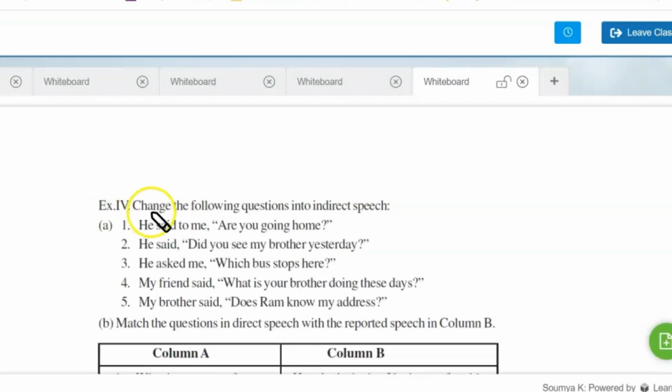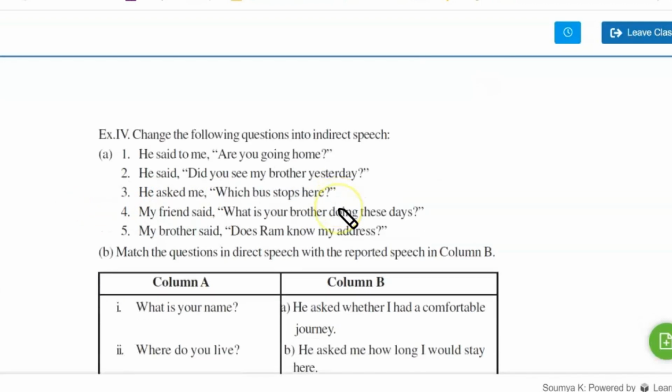So here you can see, change the following sentences, questions, into indirect speech. He said to me, are you going home? So it is a question. So it is being asked. So you can change it to, he asked me if I was going home. So the answer is yes or no, and you can apply that rule here. For yes and no, you have to say, he asked me if I was going home.